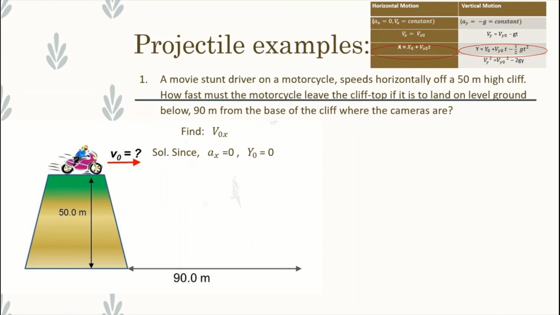We always take note that a sub x is 0, y sub 0 is also 0. So as you can see here on the given equations, we can make use of these two equations.